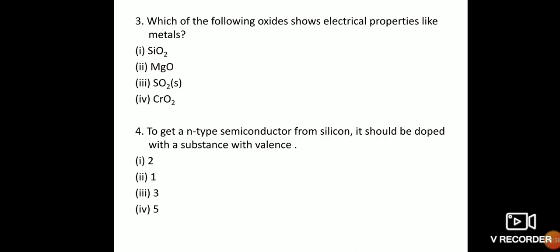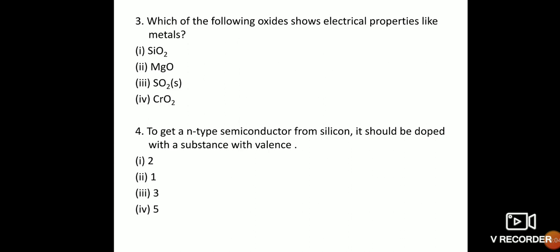Okay, next one: which of the following oxides show electrical properties like metals? First option is silicon dioxide, then magnesium oxide, sulfur dioxide, and chromium dioxide. Right answer is chromium dioxide, option 4.